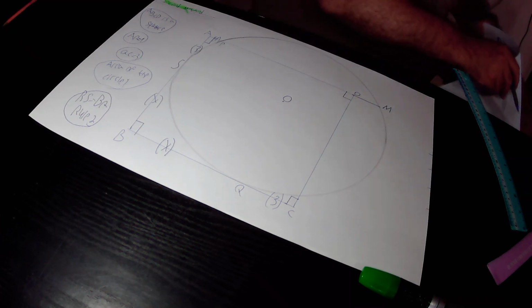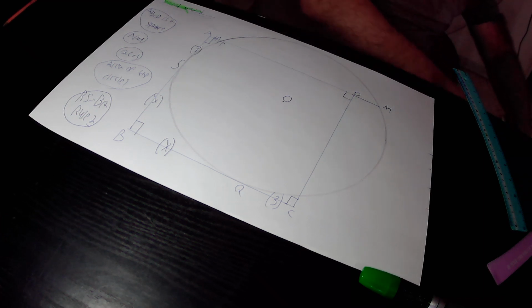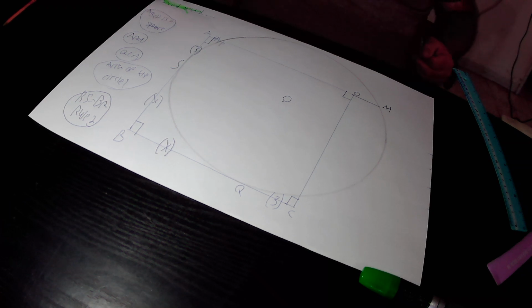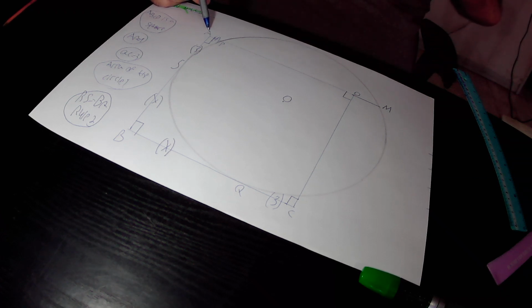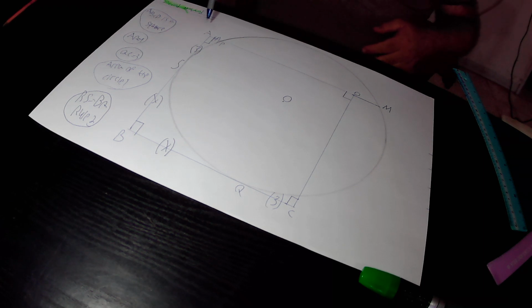Because in our drawing, if we focus on this common point A, from this common point A we have tangent AS, and from the same common point A we have chord PM. So all the requirements of rule 10 are satisfied, and therefore we can implement rule 10. According to rule 10, AS square equals AP times AM. So I will write it down.